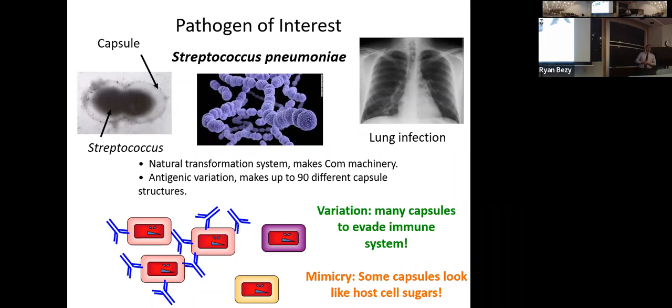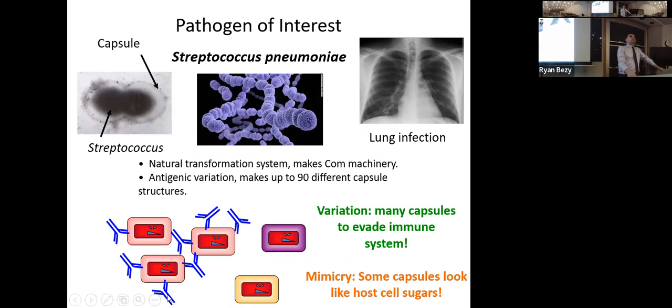Why am I bringing up Streptococcus pneumonia here? It's actually capable of transformation. It has the COM machinery enzymes, so it can take up DNA from its surroundings. It's also interesting in that it has a lot of what's called antigenic variation. We're going to talk about antibodies and antigens soon. It turns out Streptococcus pneumoniae is capsulated.